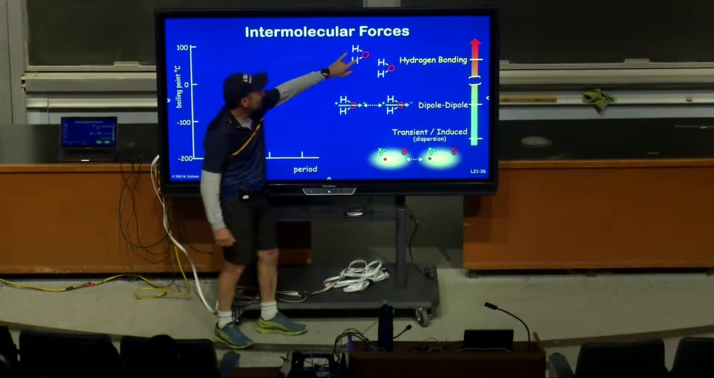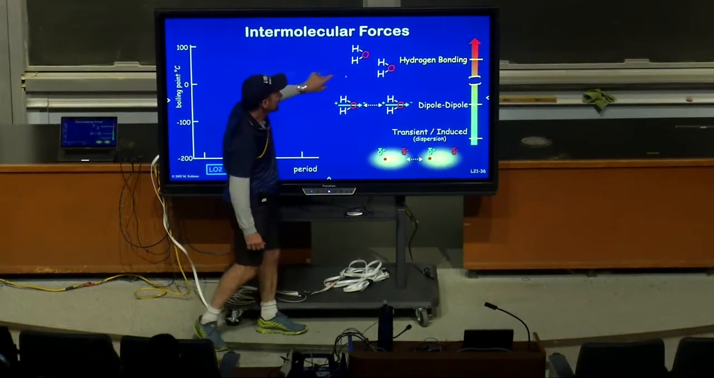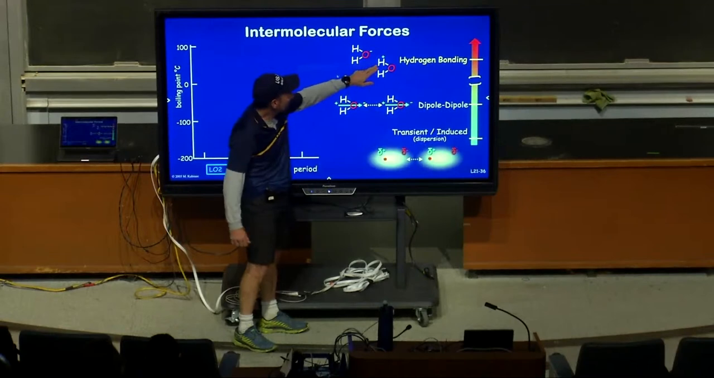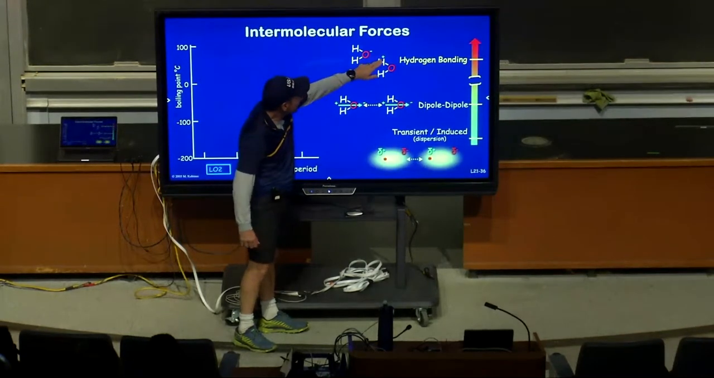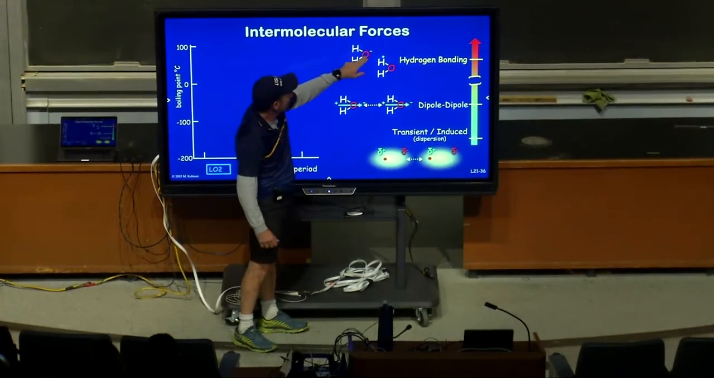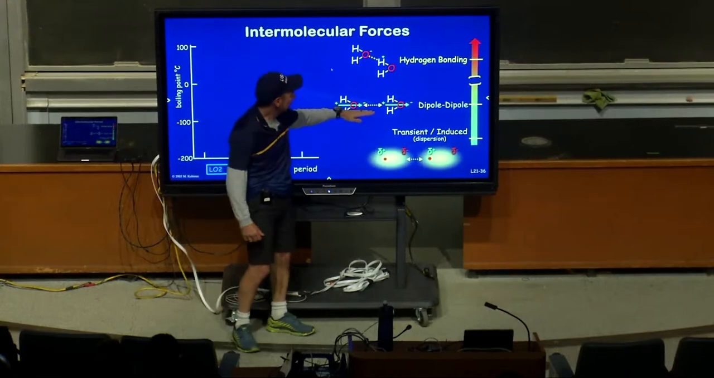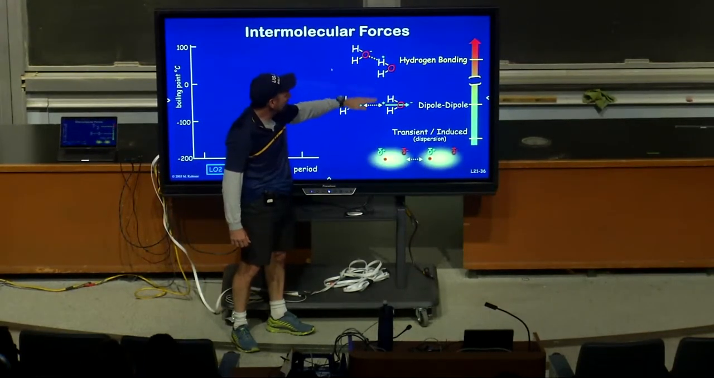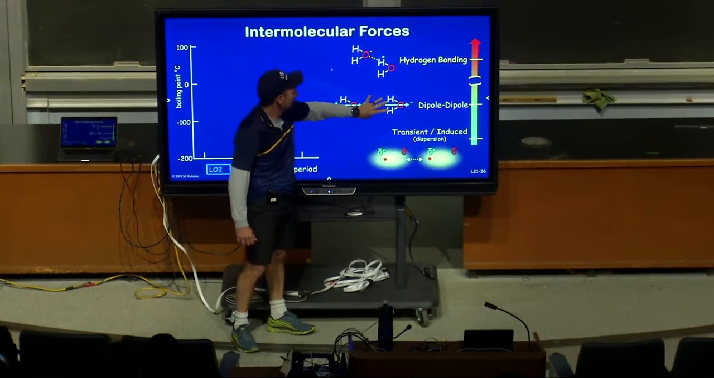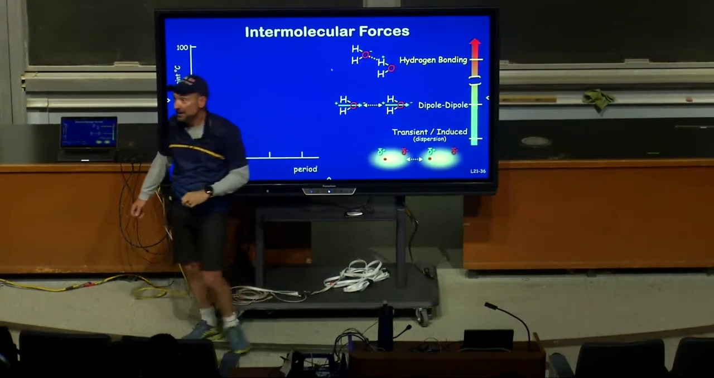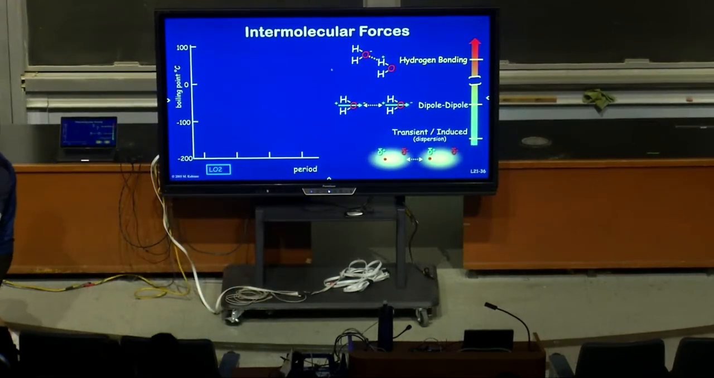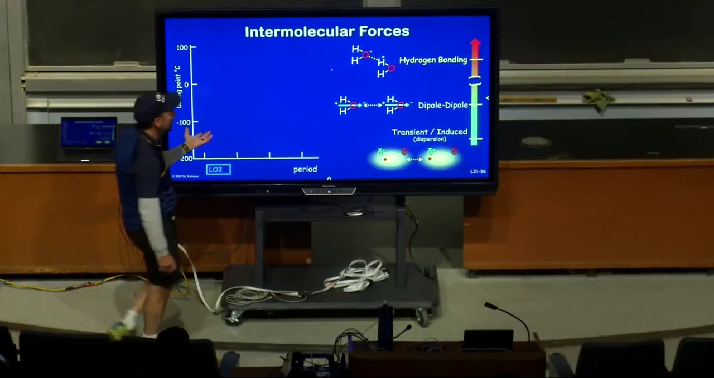So if you have a very polar bond, you can get very polar bonds involving hydrogen. This is very positive because it's very polar. This is very negative because it's very polar. And that interaction is so strong, it's the dipole-dipole interaction on steroids. It's so strong we call it hydrogen bonding.